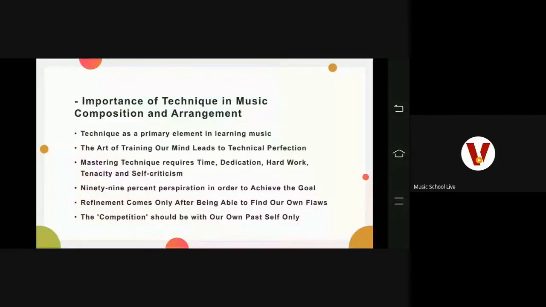And then the refinement: after we realize that this is not good, and I can achieve a better solution than this, only then can I refine, otherwise we cannot. Now, what I would say is that the competition should be with our own past self, because I should aim that from my previous self of yesterday, I become a better composer today.